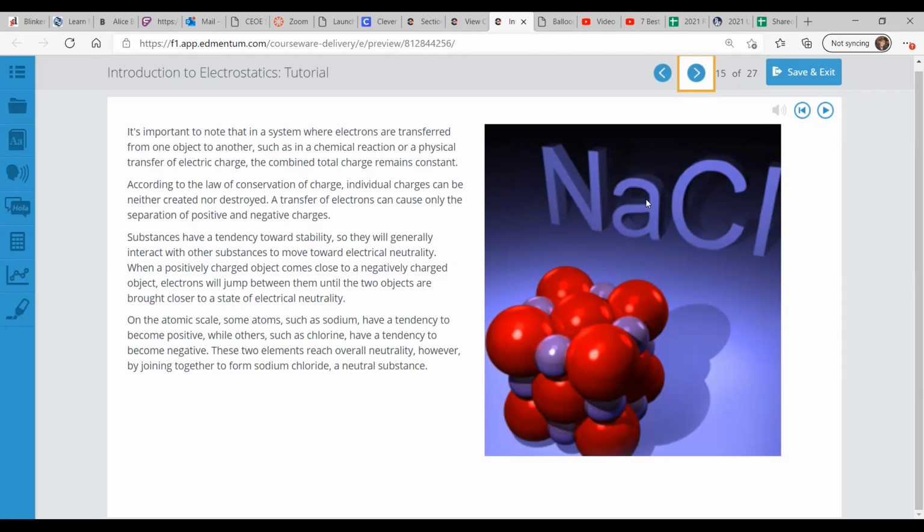On the atomic scale, some atoms, such as sodium, have a tendency to become positive, while others, such as chlorine, have a tendency to become negative. These two elements reach overall neutrality, however, by joining together to form sodium chloride, and that is a neutral substance.